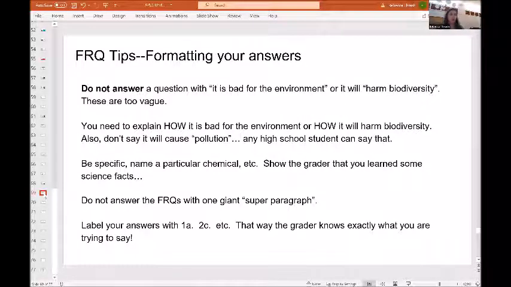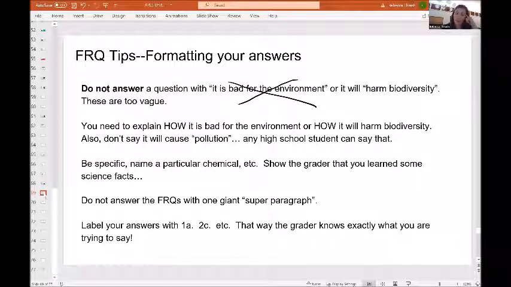Okay, so let's talk about formatting your answers before I let you practice a little bit. Never, ever give a super vague answer to a question. If you say something like, "Well, we shouldn't emit CO2 because it's bad for the environment," this never scores.